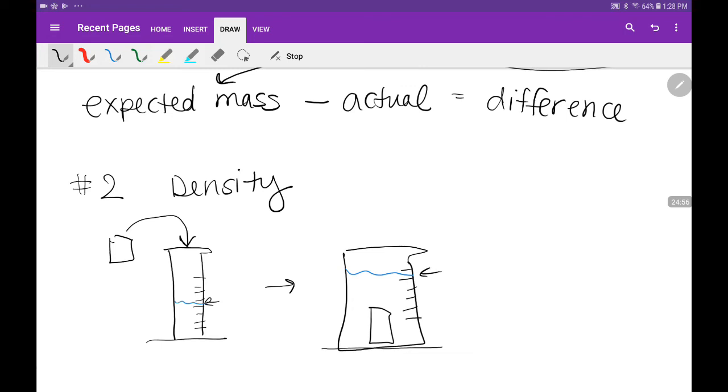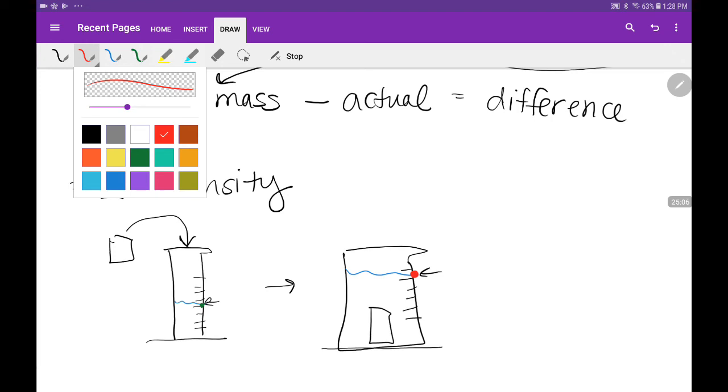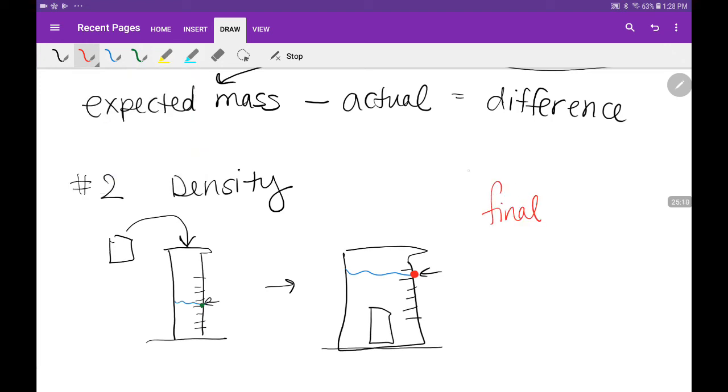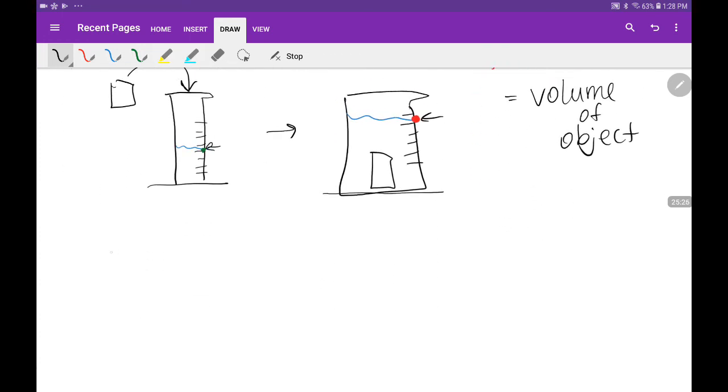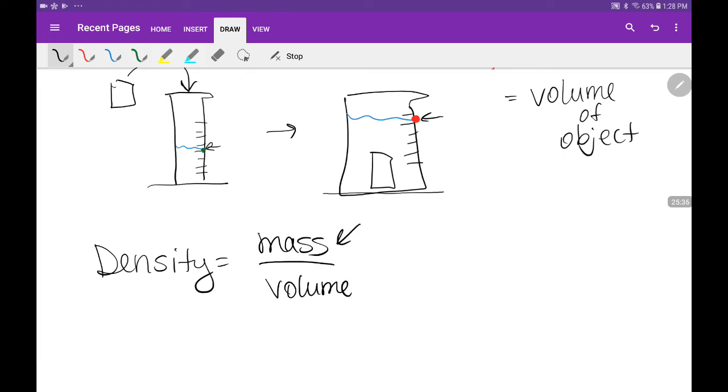And then you're going to get the final reading, maybe here, and the initial reading here. So it's going to be the final reading minus the initial reading that is going to give you the volume of the object. And then, in order to calculate density, that's only one piece, we also need the mass over the volume. So you're also going to take that object that's completely clean and dry and measure it on the scale. And the volume you're going to measure with the graduated cylinder.